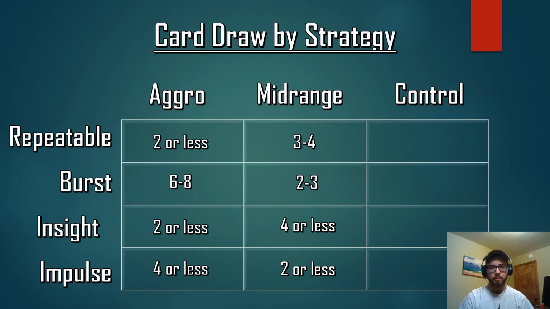Preferably if you have repeatable impulse draw, that would be good. So that would be, yeah, 2 or less would be the correct number for something like that.